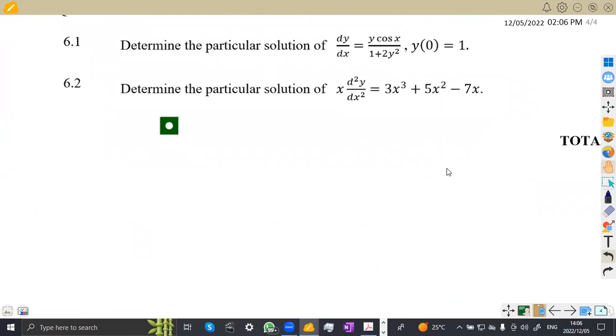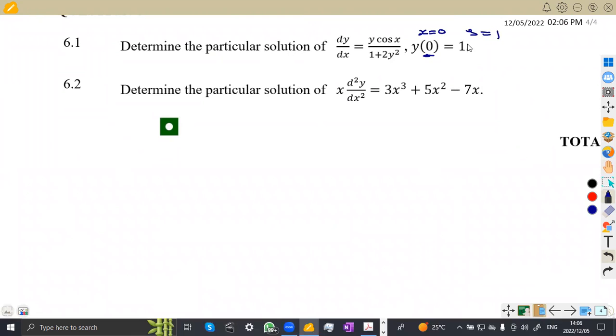Okay, the particular solution. As you can see, definitely we have to try by all means to separate these. We are given that y(0) is equal to 1. That is, when x is equal to 0, y is equal to 1. But you are supposed to separate here. So what can we do to separate this? Let's start by cross multiplying.